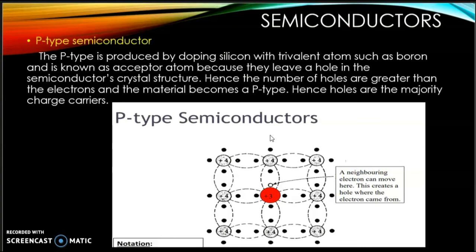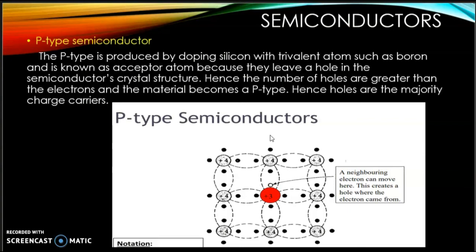So we call the trivalent impurity here acceptors, because they leave a hole in the semiconductor's crystalline structure. Hence, in p-type semiconductors, we see the number of holes is greater than the number of electrons. So in other words, we see holes are majority carriers in the p-type semiconductor. So examples of these trivalent impurities or trivalent elements are boron, indium, and gallium.